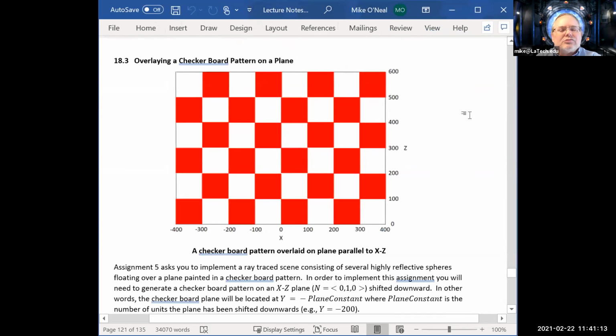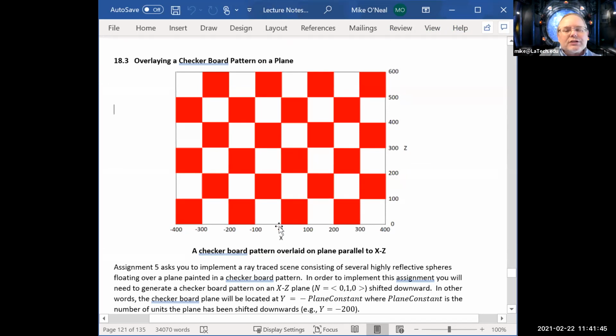Okay. So this is the XZ plane, and we're looking right at the middle of the checkerboard. So again, think about this. I'm looking down at the checkerboard. In your mind, imagine our XYZ. I'm looking from plus Y down at the XZ plane. This is the orientation here, okay?